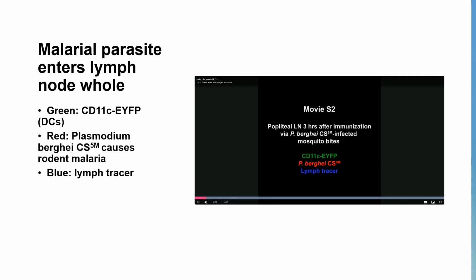So this really just shows us that it is actually possible for this whole pathogen to actually travel to the lymph nodes and actually present its antigens directly to B cells that are present or dendritic cells that are present in this particular tissue.